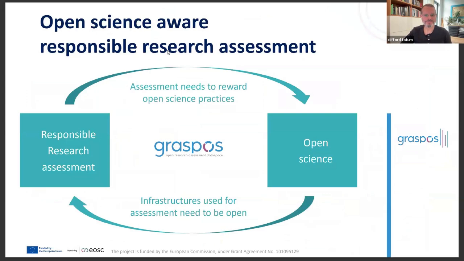Next slide, please. Our project is guided by this idea of an open science aware, responsible research assessment. That's a recognition, among other things, that there are two movements that are intersecting here. We look at the broad idea of responsible research assessment as the context for embedding open science contributions. So on the one hand, assessments need to reward open science practices. And at the same time, from our view, infrastructures used for assessment need to be open. And it's this second piece that we see as quite a novel contribution.